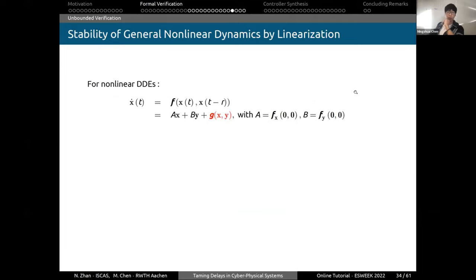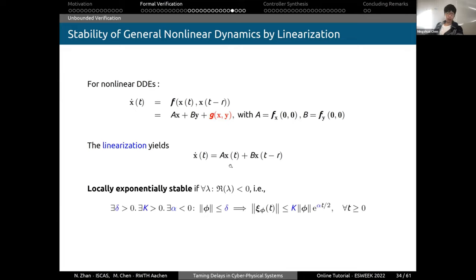All right, now I'll show how we can generalize this idea to the verification of general nonlinear delay differential dynamics. So for nonlinear DDEs, here we have a vector of polynomials f. It doesn't have to be polynomials, but a vector of functions f. It depends on the current state x, as well as the past state x(t minus r). And you can rewrite this function by computing the Jacobian matrices, for example, A and B, and rewrite the equation into this form, where G here is a higher order term. It can be, let's say, a polynomial of order two. And then if we simply drop this higher order term, we get a linear system, right? We only have the Ax plus By part. This gives us a linear delay differential equation, which we already know how to do the unbounded verification for. And we call this the linearization.